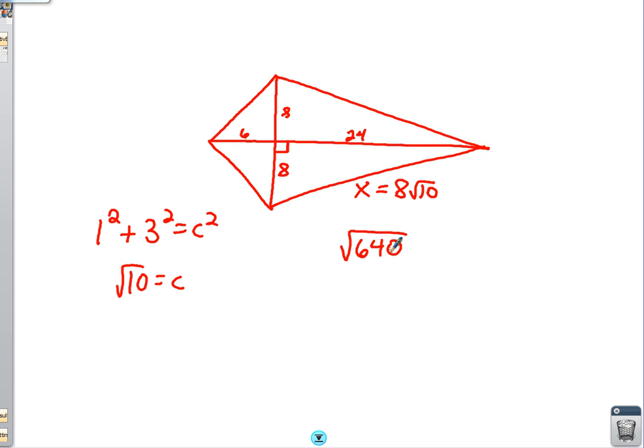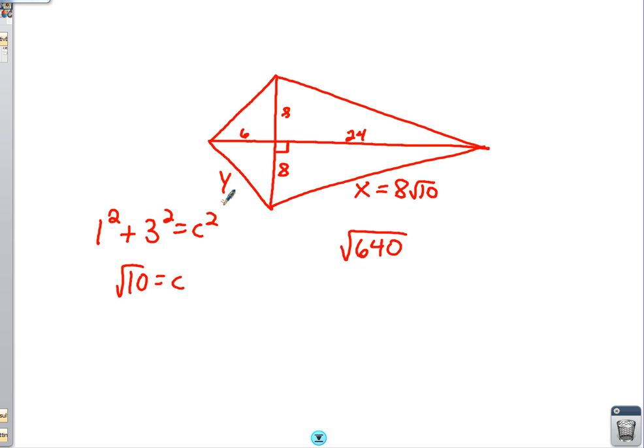You weren't asked for it, but what if I ask you for this leg? That'd be a whole lot easier. Can anybody tell me what it is? That's a 3, 4, 5 right triangle, is it not? 6, 8, 10. Yeah, reduce that down to 3, 4, 5, and then multiply it back out to 6, 8, and y would be 10.